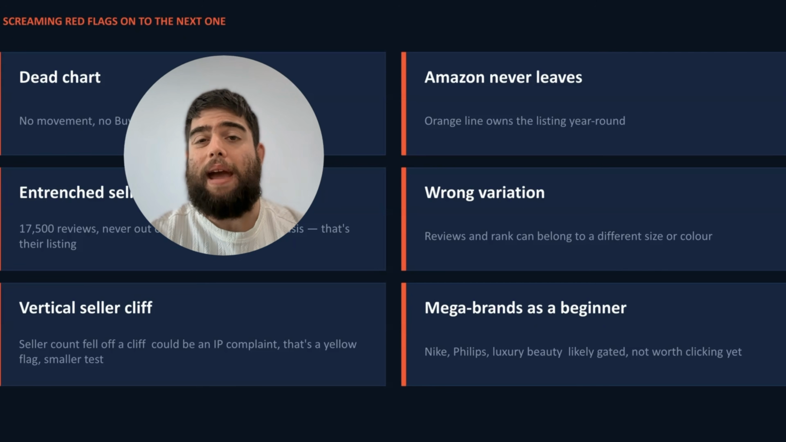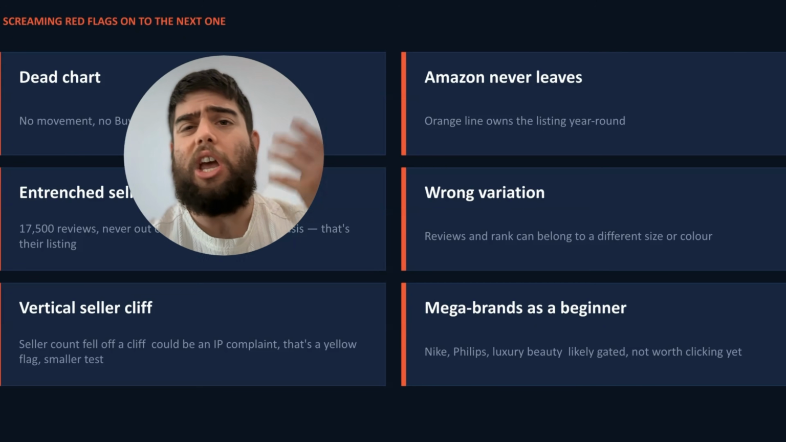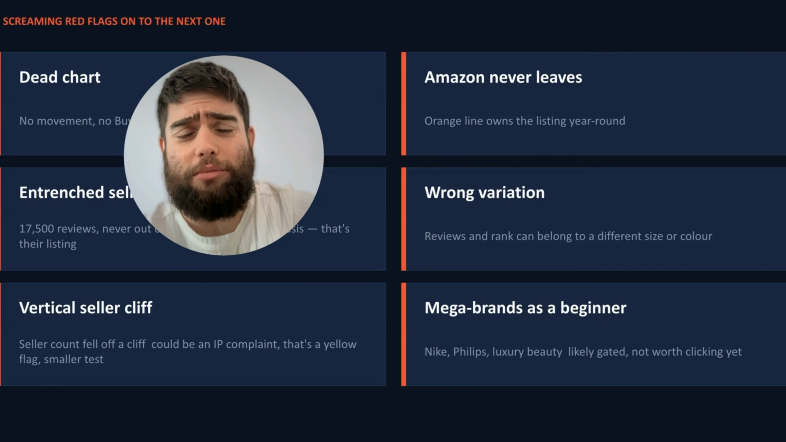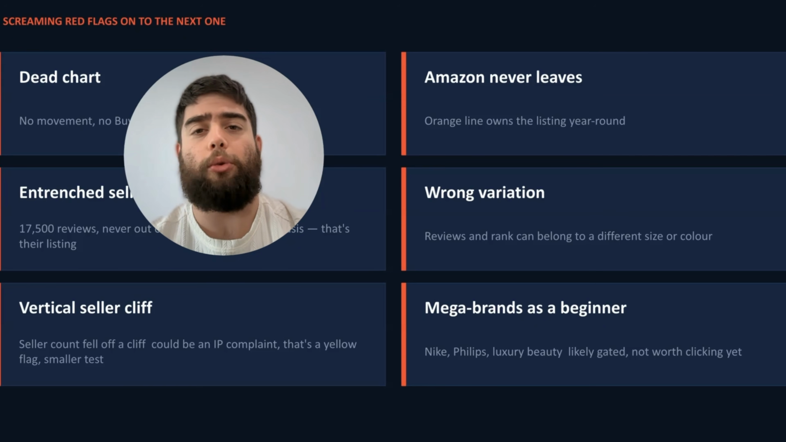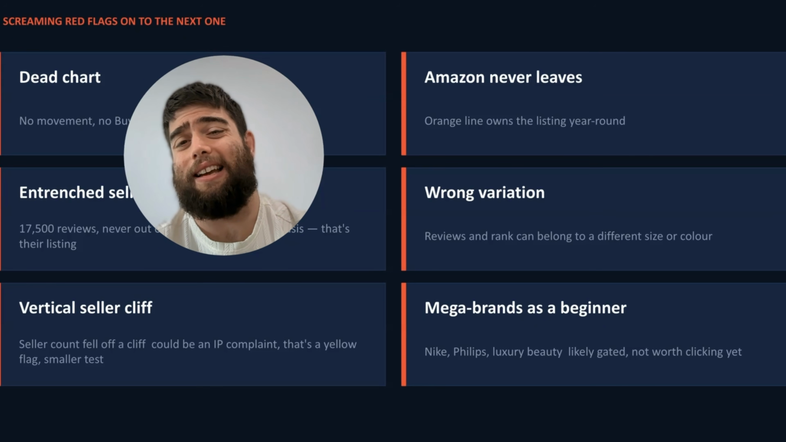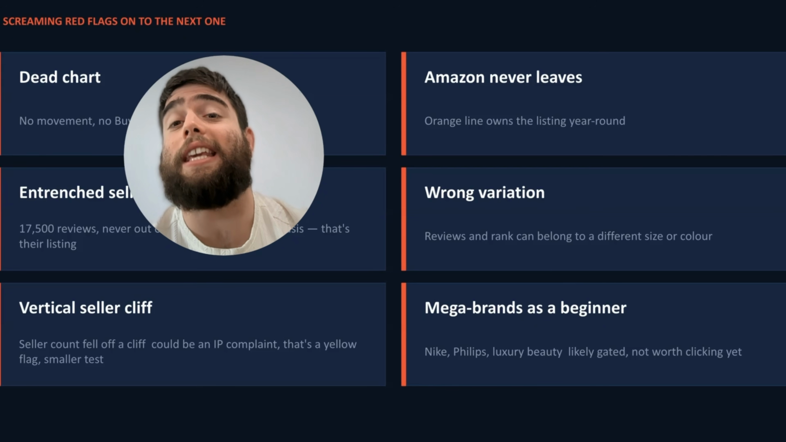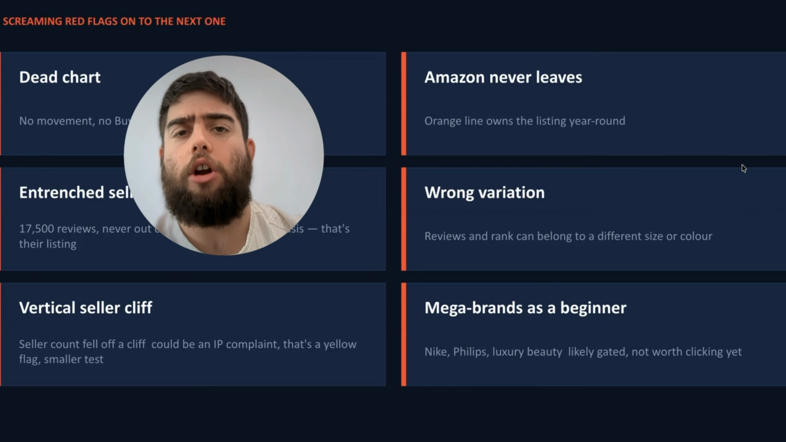And then last but not least, the mega brands, right? The Nikes, the Adidas. That's what we love to see from FBA sellers from the States. They love to flex those brands. The reality is, as a new seller, you're not going to be allowed to sell them, and it's just not worth even clicking on them, so you can get better and better at reading those Keepa graphs.